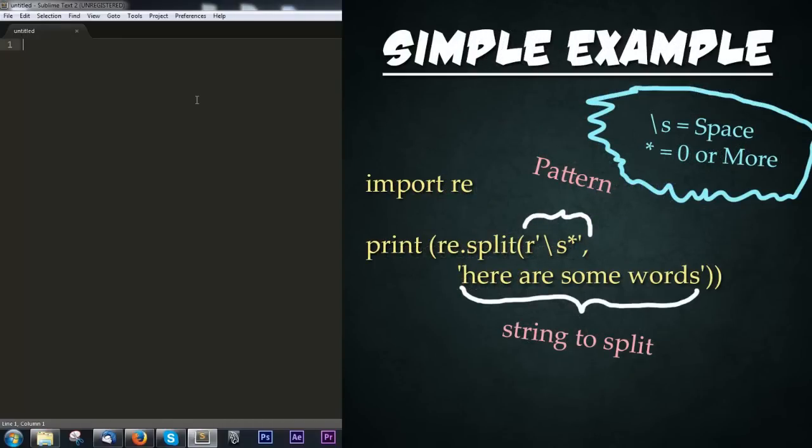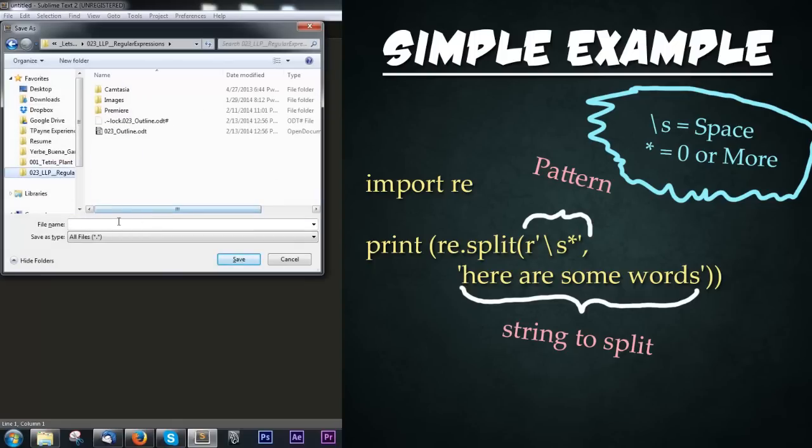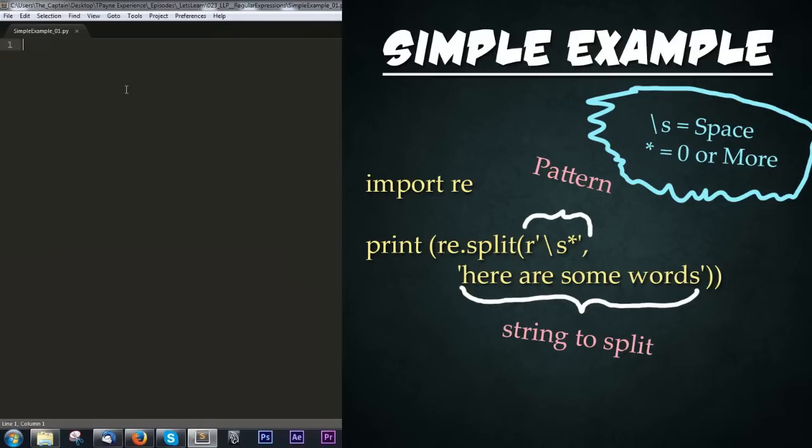Well, let's go ahead and begin an example. You can use Python's IDLE. I'm going to be using Sublime Text 2. Go ahead and save this file in whatever directory you want. I'm going to save it in this folder and call it simple_example_01.py, and it's just going to be like 2 lines of code.